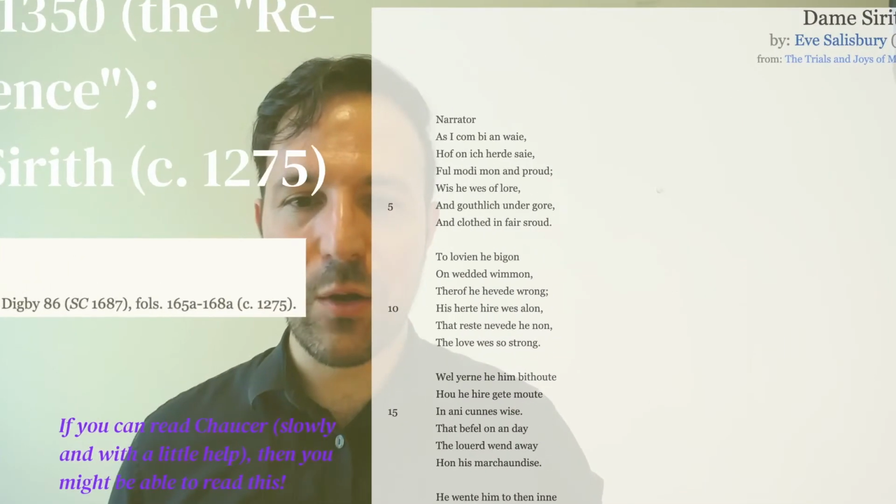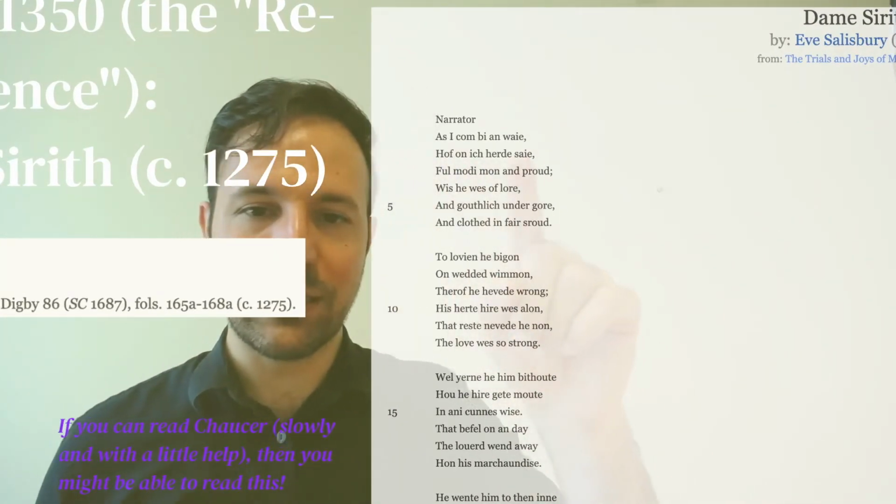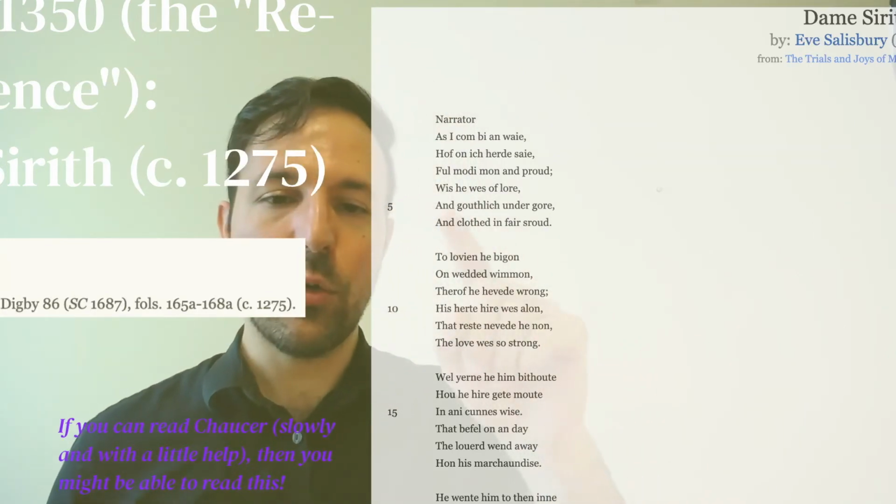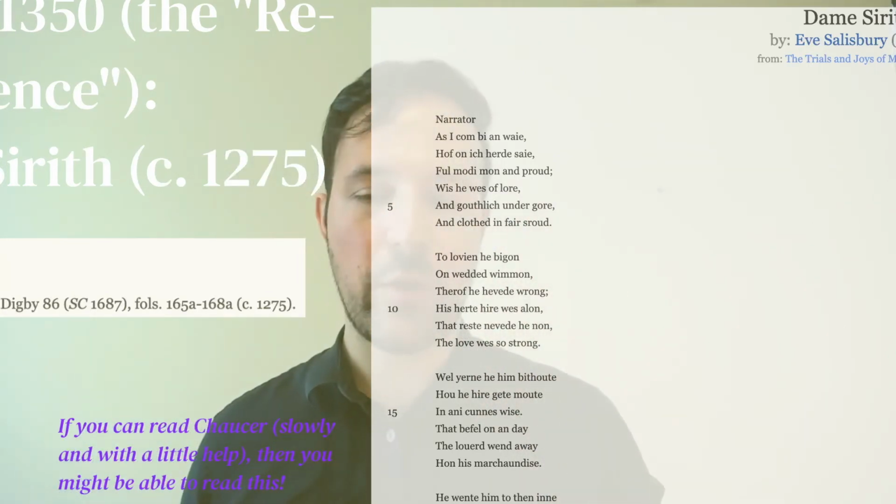As ecom be anwe, hof on ich heard say, full modimon and prode, wees he wears of Laura, and gutlich under Gora, and clothed in fair shroud.